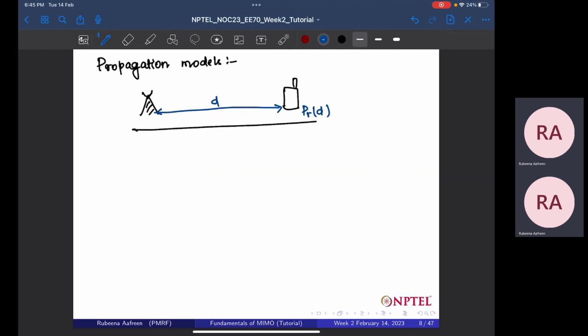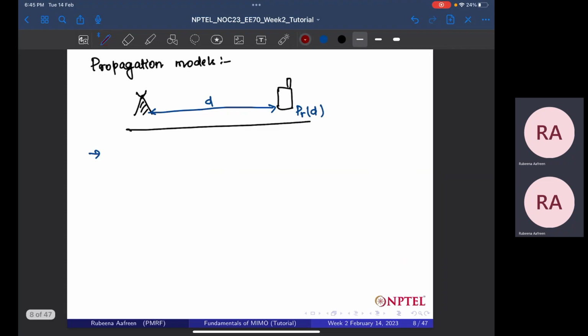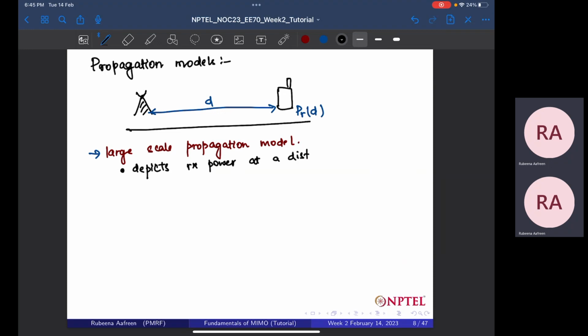So this would be included in the large scale propagation model. This large scale prediction model depicts the received power at a distance D. Here we are assuming that D is large enough, like suppose D is of the order of 100 meters. Then how much the signal fluctuates from the transmitter to the receiver is modeled by PR.